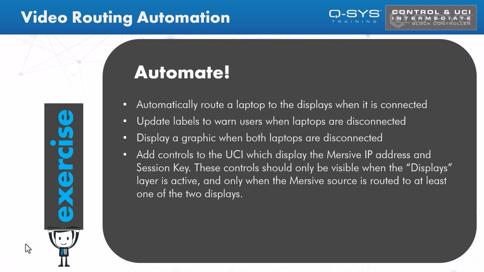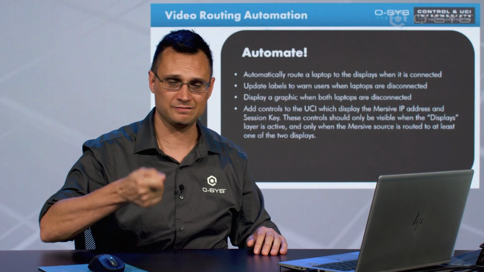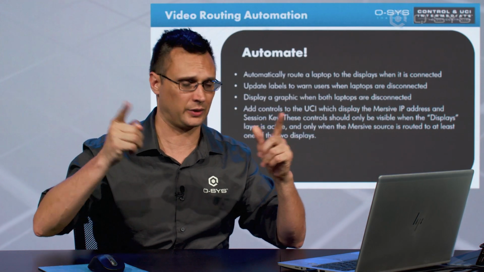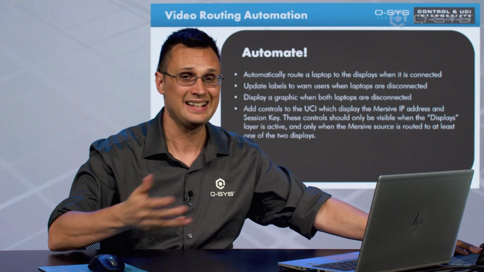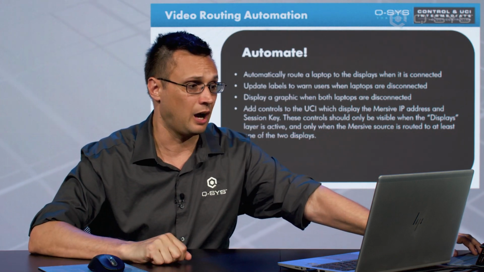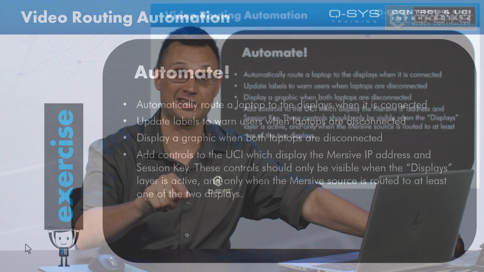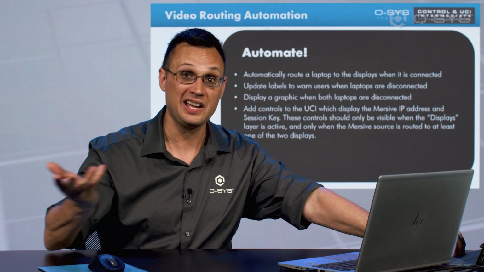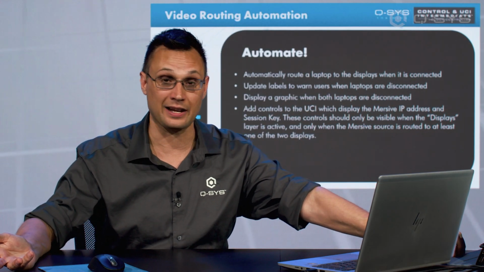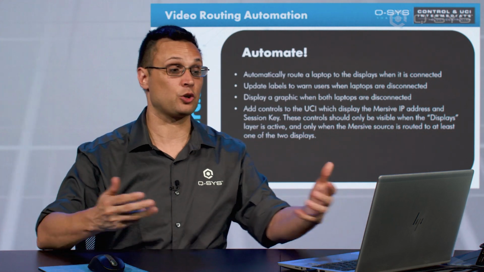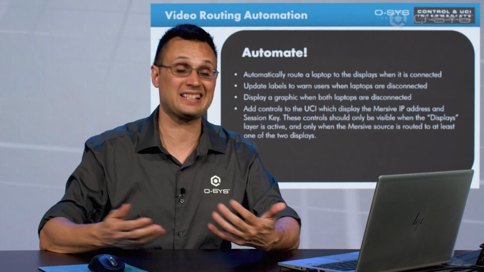Here are the things we want to accomplish in this room. First of all, we're going to automatically route a laptop to the displays when it is connected. So we talked about that. When someone plugs in their laptop, that HDMI should automatically pop up on the screen. We don't want them to have to fuddle with the UCI in order to get their content on screen. We want to update the labels to warn users when a laptop is disconnected. I don't want them pressing a button on the UCI that says laptop 2 if laptop 2 is not there. That sounds terrible.